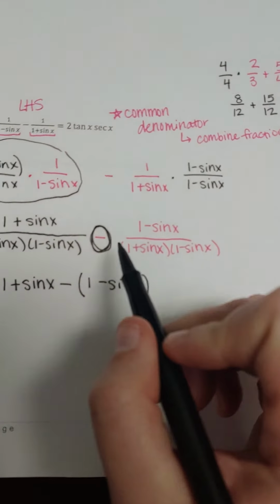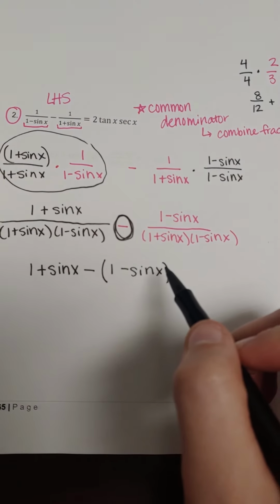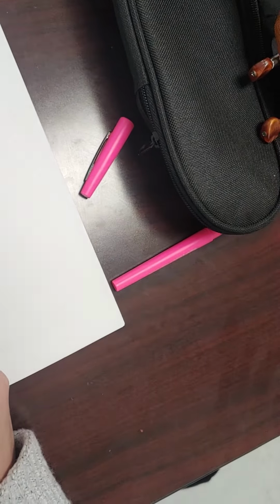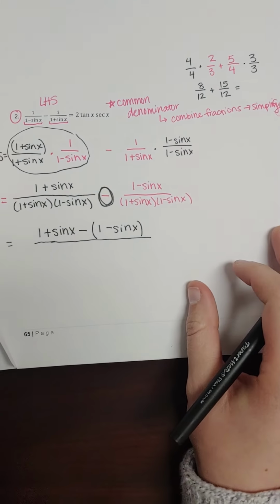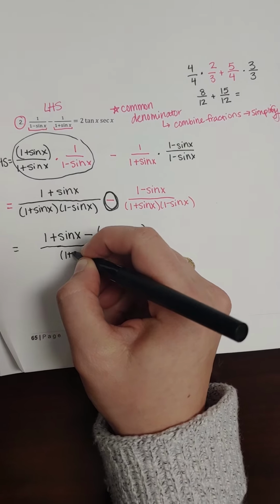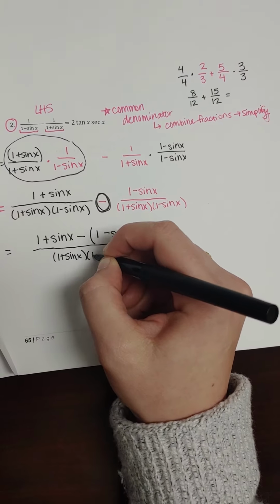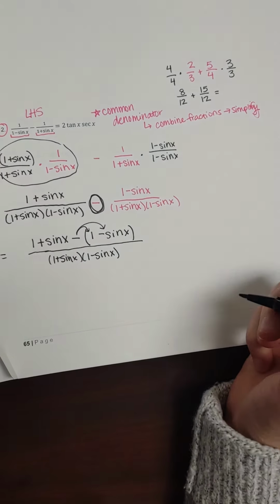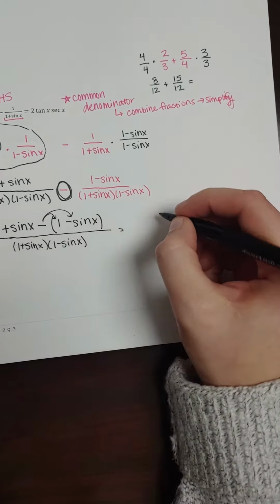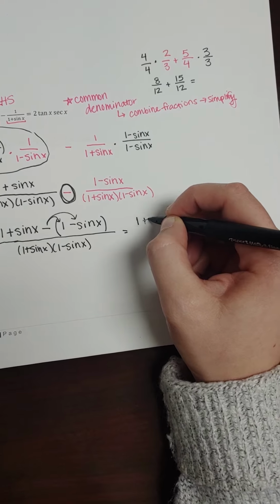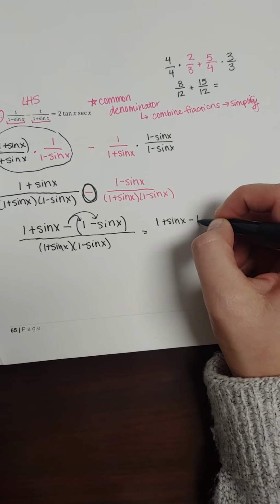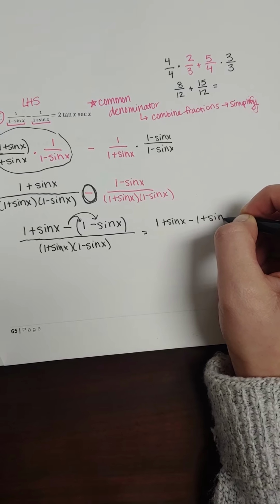I saw a lot of people just write negative 1 minus sin x, but you're not distributing that negative if you write it that way. Sorry, I'm trying to do this with one hand. Okay. So on the bottom, I still have 1 plus sin x times 1 minus sin x. So at this point, I'm going to distribute that negative to be extra careful. So now I'm going to have 1 plus sin x. And again, I'm drawing out the steps, but you just want to be extra careful for each of these algebra steps.